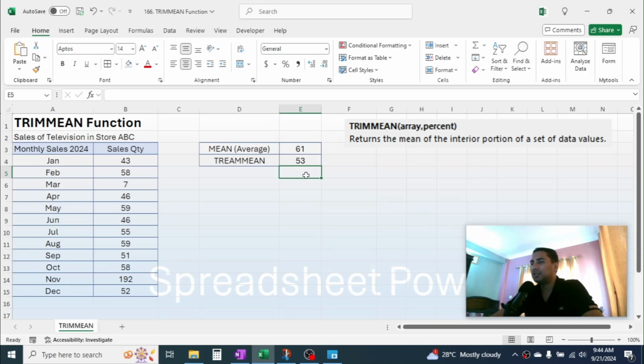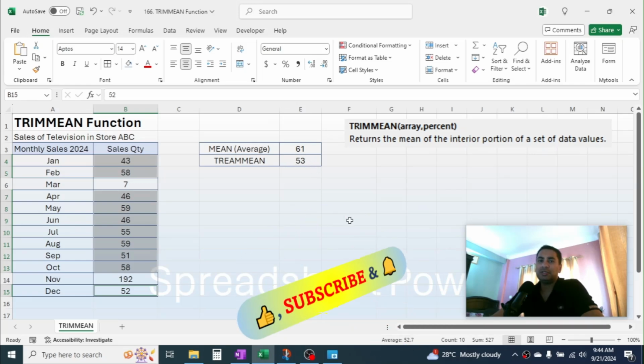This mean has excluded the March and November months' sales. If you select the numbers by excluding these numbers, then you will have the average of 52.7, which is 53 units. So this is how we calculate the TRIMMEAN function in Microsoft Excel.